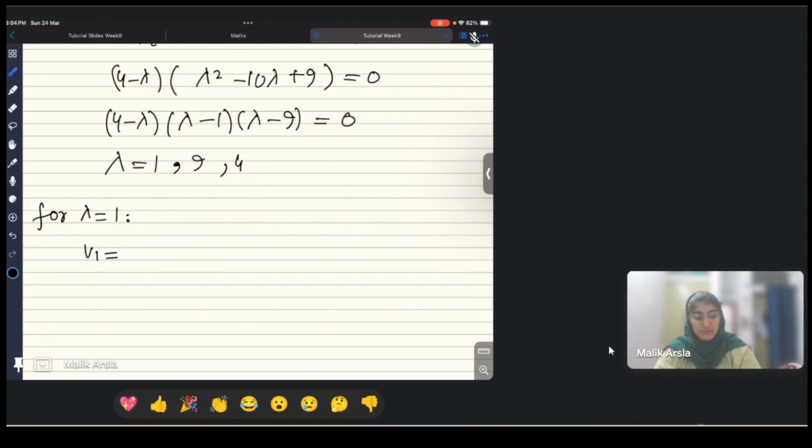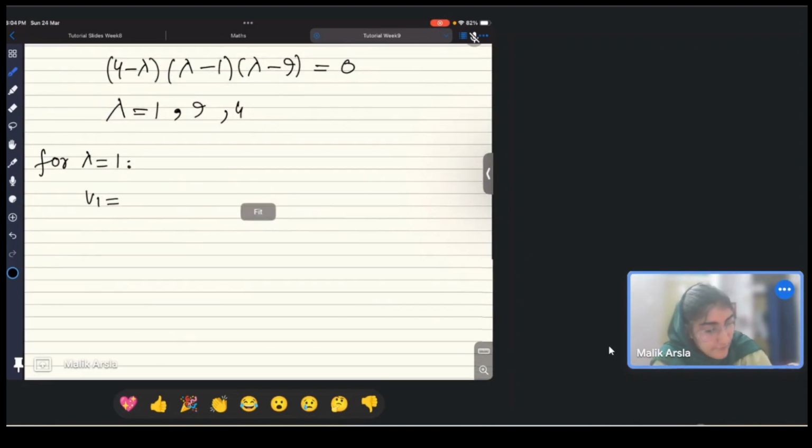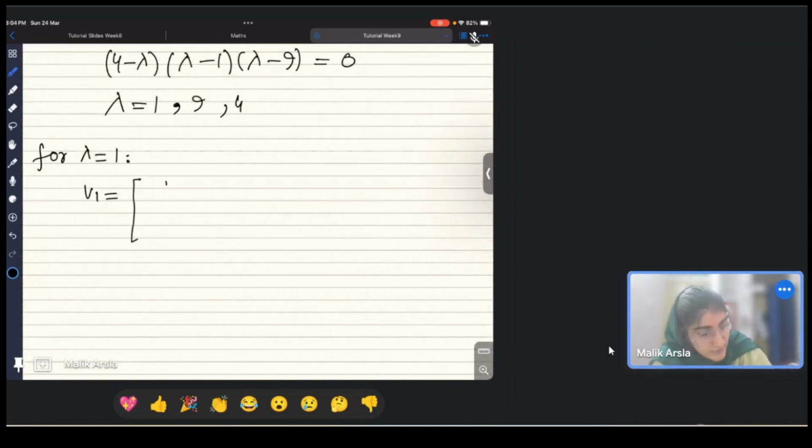For lambda equal to 1, the eigenvector is 0, 1, minus 1, corresponding to 1. Yes, you have to normalize it. That is correct. Then it will be normalized: 0, minus 1 by root 2 and 1 by root 2. Okay.